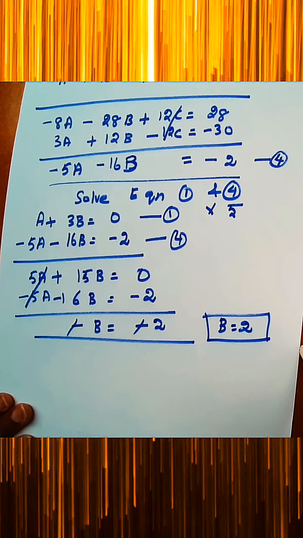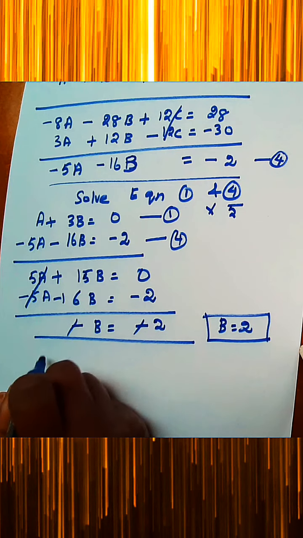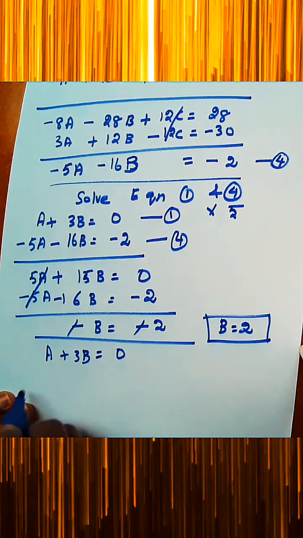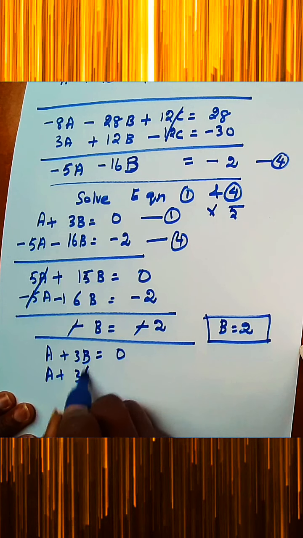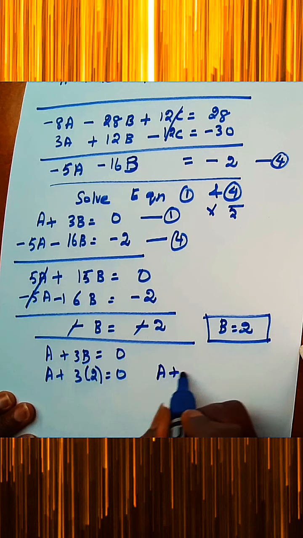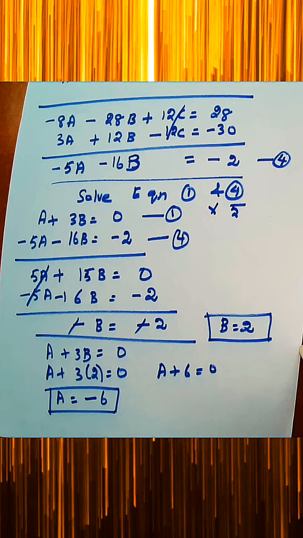The rest is simple, right? We know b is 2. Can we substitute in equation 1 to get the value of a? Yes. So a plus 3b is equal to 0. So a plus 3 into 2 is equal to 0. 3 2s are 6. So a plus 6 is equal to 0. Plus 6, if it comes to the other side, minus 6. A is equal to negative 6. We got the value of a is negative 6. Understood, students? We got the value of a, we got the value of b.